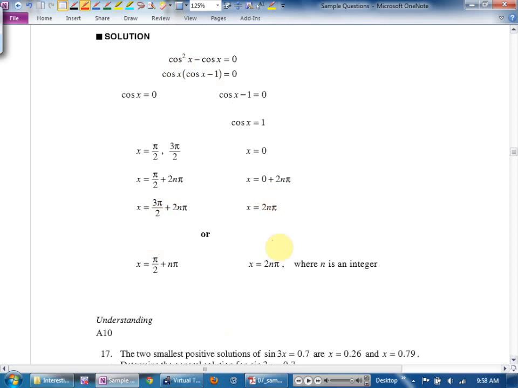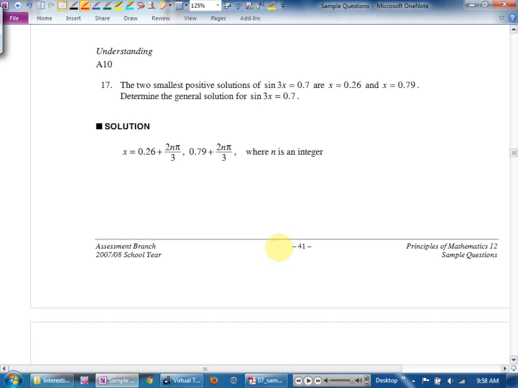Here's one that showed up recently. They tell you that the sine of 3x, the answer is 0.26 and 0.79. Find the general solution. All they're saying is, do you know how to add the period? What's the period of this graph here? Not 2 pi. What's the period? 2 pi over 3. So the one solution plus 2 pi n over 3. Another solution plus 2 pi n over 3.